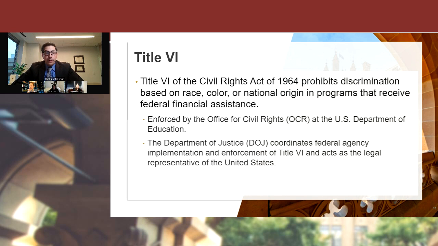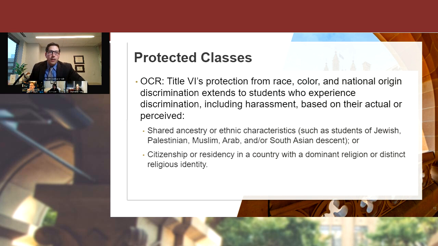Also important to note, the Department of Justice has an involvement in Title VI as well, as with Title IX. They coordinate federal agency implementation and enforcement of Title VI and act as the legal representative of the United States if litigation is ever required. So we talked about the statute saying race, color, or national origin as our protected categories.